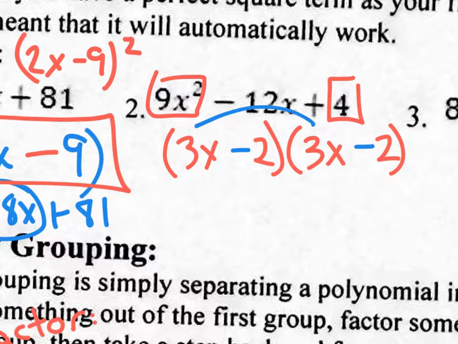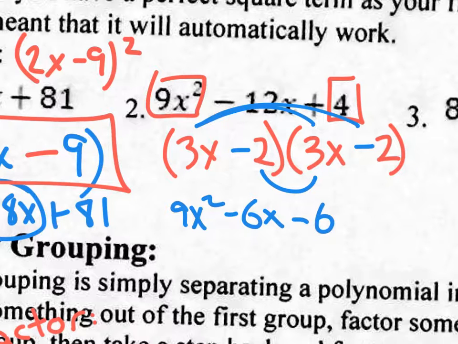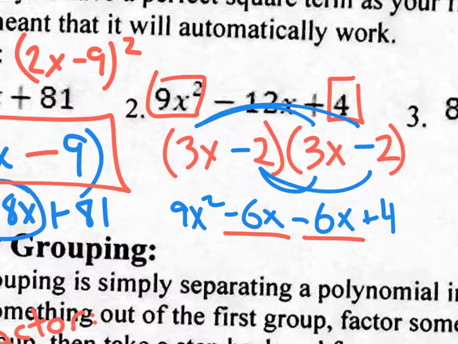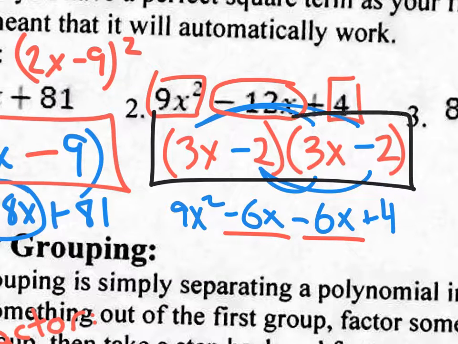3x times 3x is 9x squared. 3x times negative 2 is negative 6x. Negative 2 times 3x is negative 6x. Negative 2 times negative 2 is positive 4. If we combine the middle terms negative 6x and negative 6x, it really does give us that middle term up here, negative 12x. So I verified, I know that this factored form is correct. So that's my answer. 3x minus 2 times 3x minus 2, and of course you could write it 3x minus 2 squared.